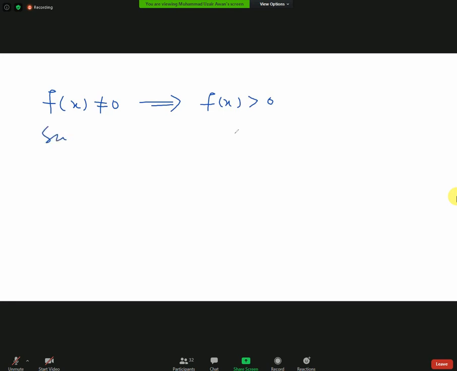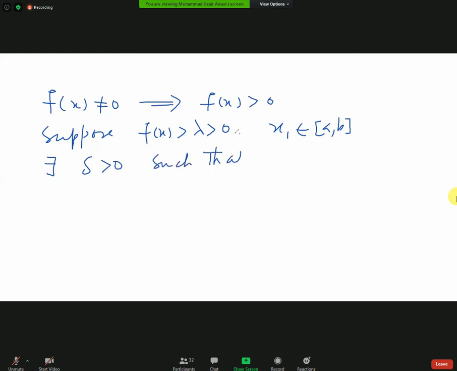Now suppose f of x is greater than 0 for any x1 in the interval ab, there exists a delta greater than 0 such that f of x1 half lambda, say this is equal to 1.